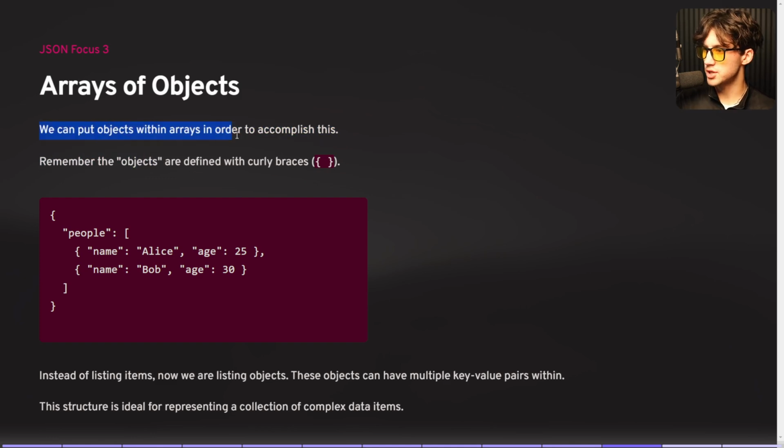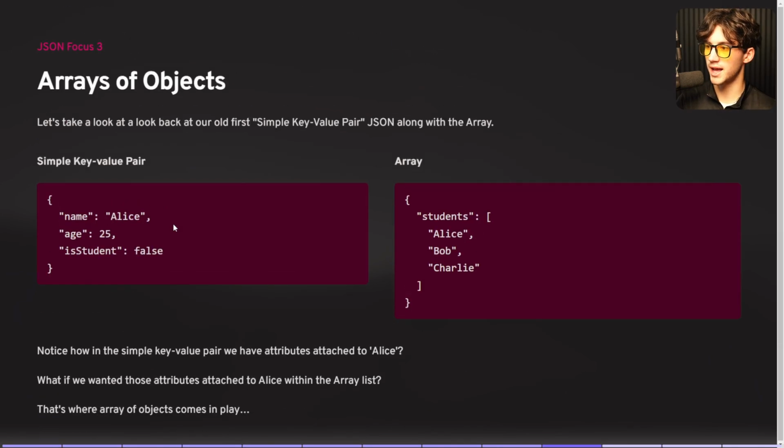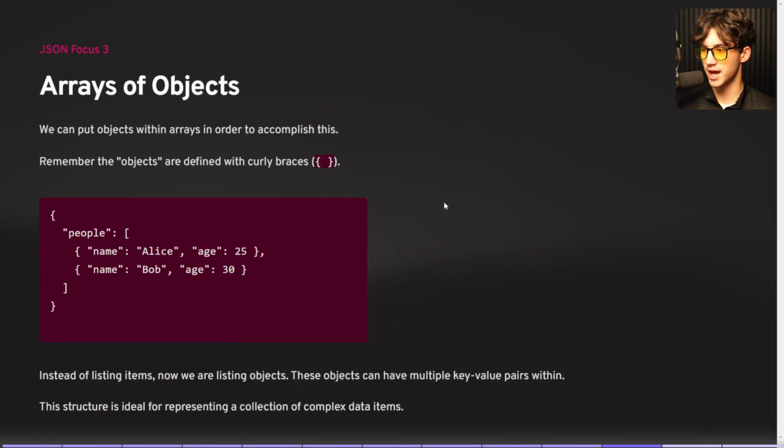We can put objects within arrays in order to accomplish the attribution of certain metrics like age to people within an array. Remember, the objects are defined with curly braces. So we have object 1, and now we have object 2 within here. Since we can't mix strings with numbers, we have to put an object within this array so that we can do that. So now this is just an array of 2 new objects.